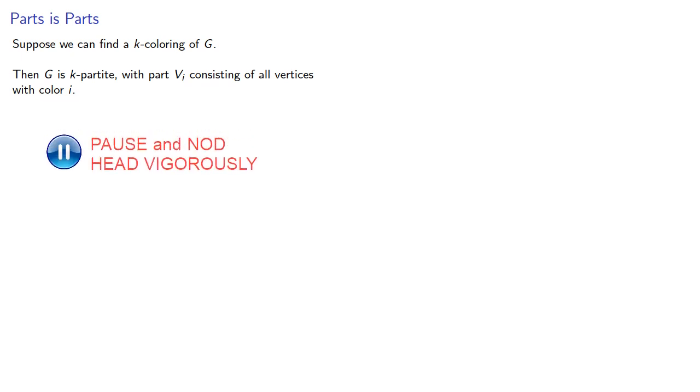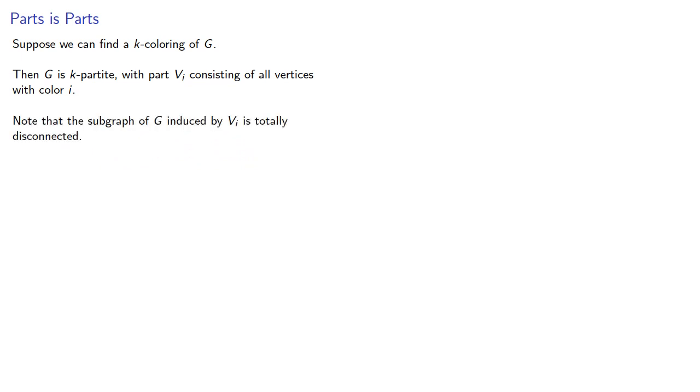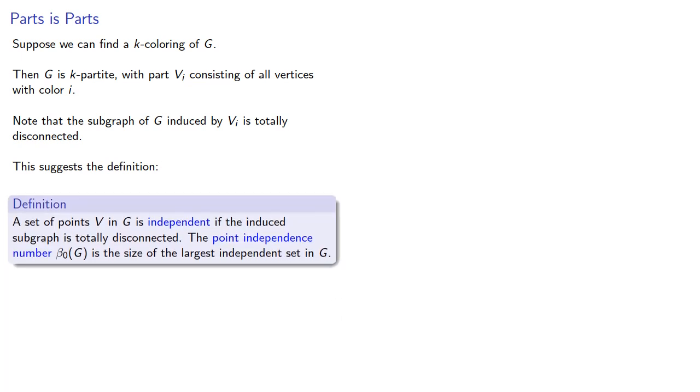Suppose we can find a k-coloring of G. Then G is k-partite, with part Vi consisting of all vertices with color i. Note that the subgraph induced by Vi is totally disconnected. And this suggests the following definition. A set of points in G is independent if the induced subgraph is totally disconnected. The point independence number is the size of the largest independent set in our graph.